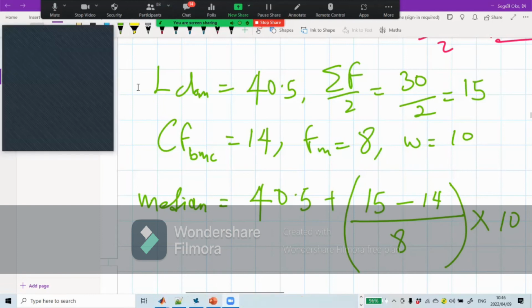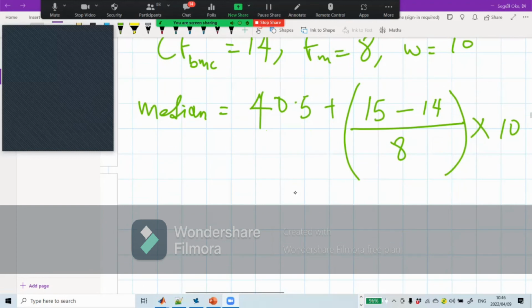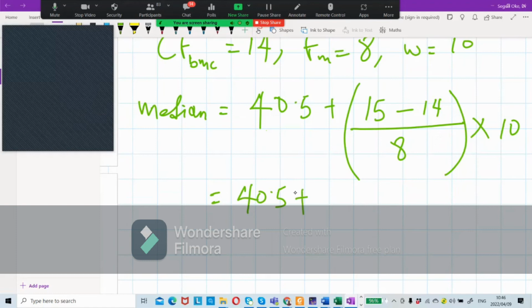Any question? So from here, if you punch your calculator very well, 40.5 still remains. Don't just add it together. So you have 10/8. Then at the end of the day, you have 40.5 plus 1.25. The final answer is 41.75. Any question?